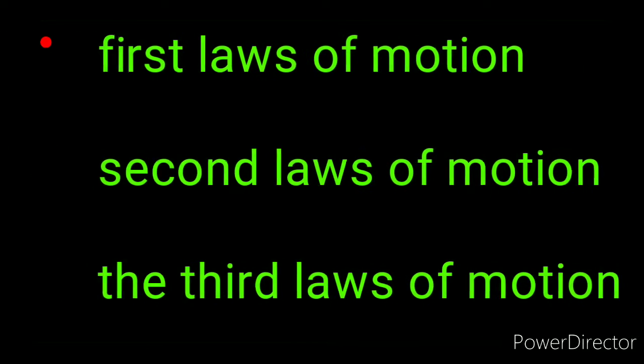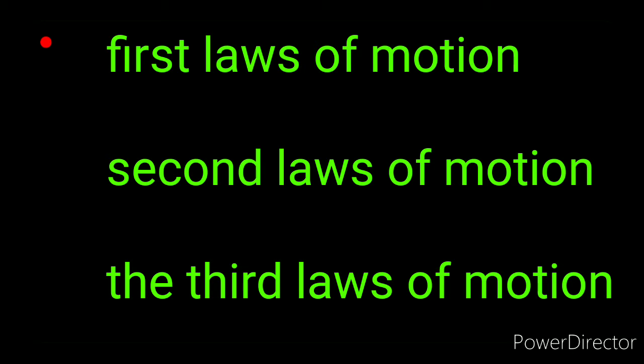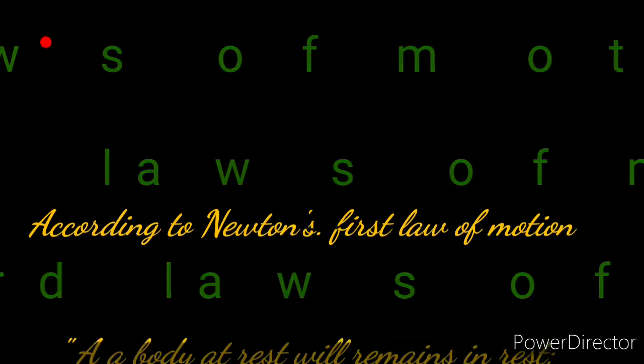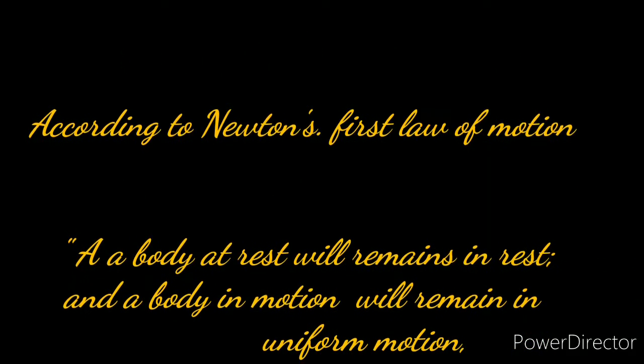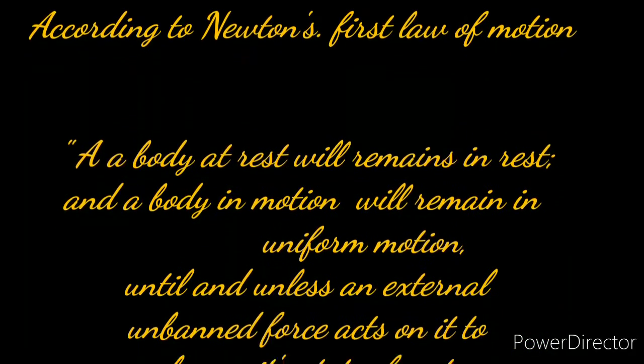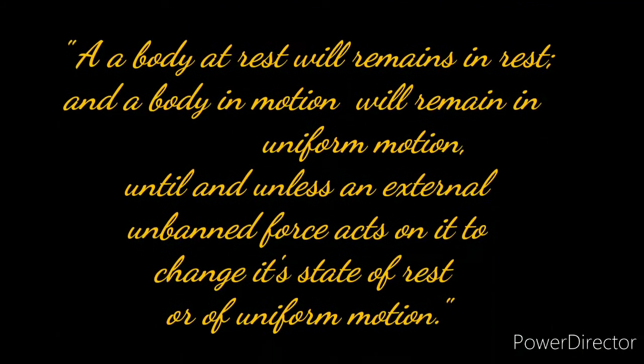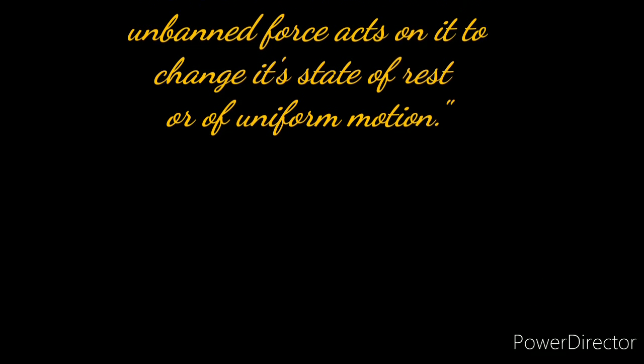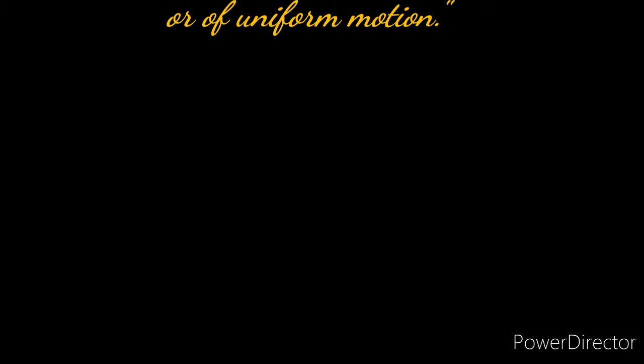According to Newton's first law of motion, a body at rest will remain at rest and a body in motion will remain in uniform motion unless an unbalanced force acts on it to change its state of rest or uniform motion. Okay, so from the above experiment, we can explain this in two ways.